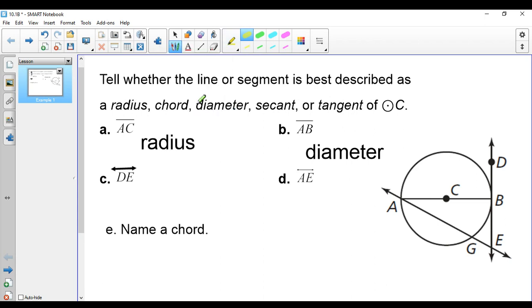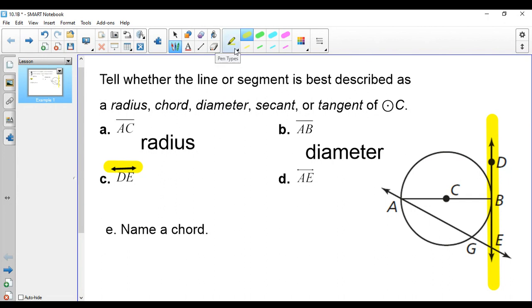All right, next one, line DE. And we know that DE is a line because it has the arrows above it. Okay, so DE is a line. So to draw DE, it would look like this. So it has to go through D, but also through E. And then it does continue on forever past that.